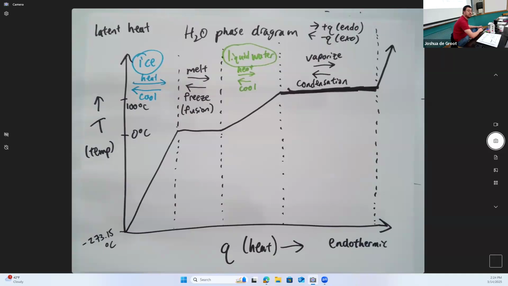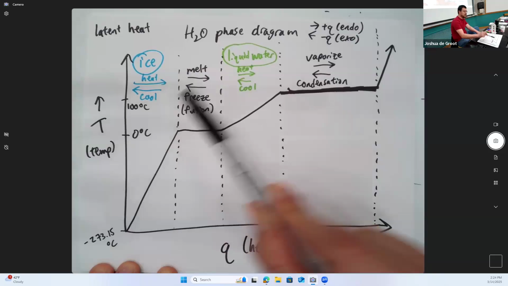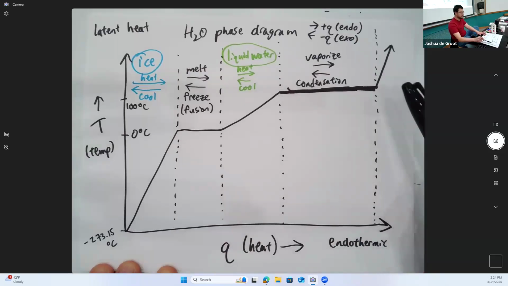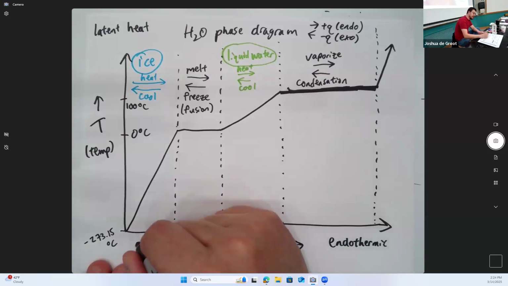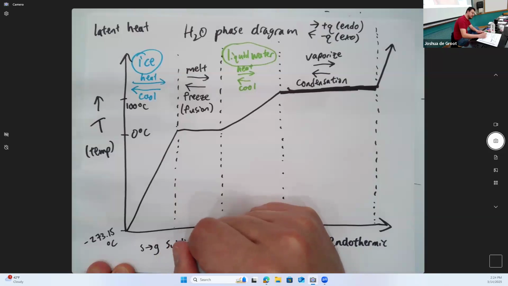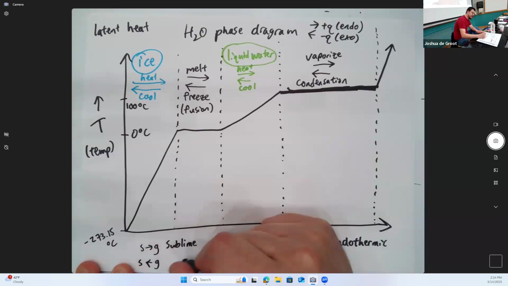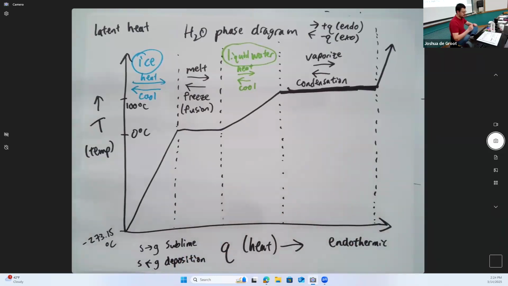Some of it is a straight sublimation, in fact. Subliming is going straight from solid to gas. That's called sublimation. Here, if you want to write that down somewhere. Going straight from solid to gas is called sublimation, or to sublime. And going from gas back to solid is called deposition. Okay, not a common word. We're not going to talk too much about sublimation and deposition. Just know that it exists.